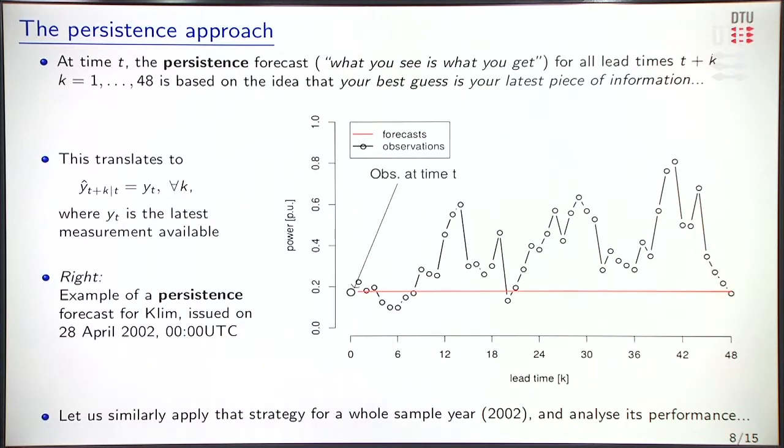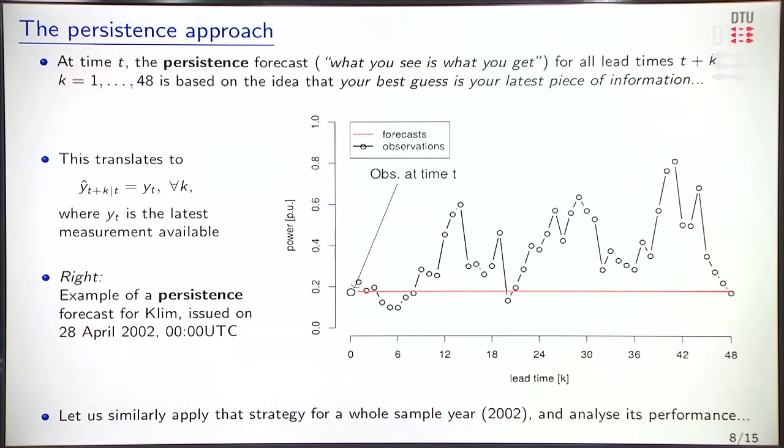Besides that, we can use the persistent approach, or what you see is what you get. When issuing a persistent forecast for all lead times t plus k, k equal 1 to 48, we use the last piece of information that we have at time t, which is the last measurement, and we use this measurement as a forecast, whatever happens. So y hat t plus k given t equals y t for all lead times between 1 and 48.